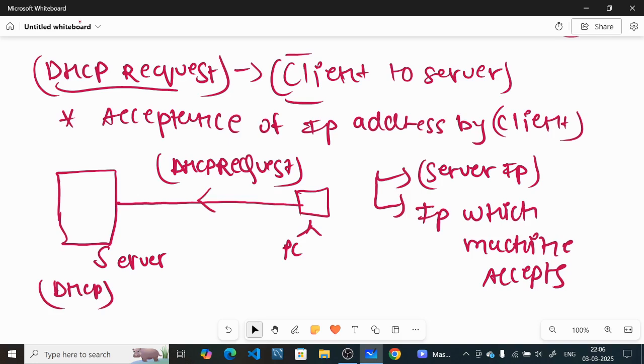This packet is also a broadcast packet, and in that packet, the client also contains the server identifier as well. I already mentioned that it is the server IP of that particular server who is offering the IP address and all the information to our PC.